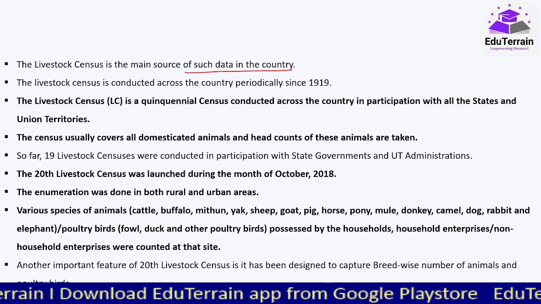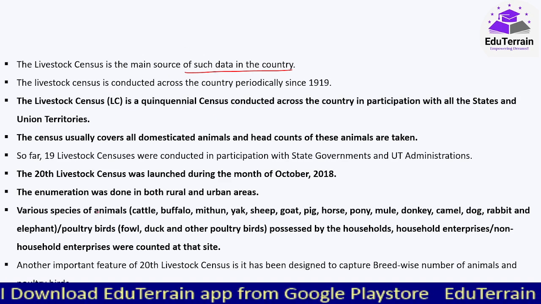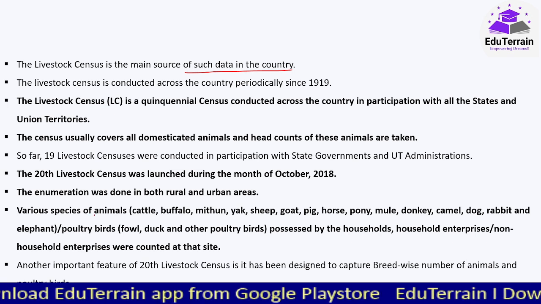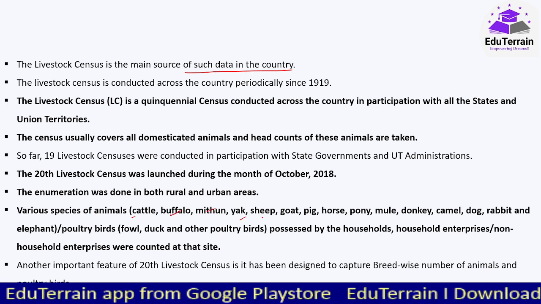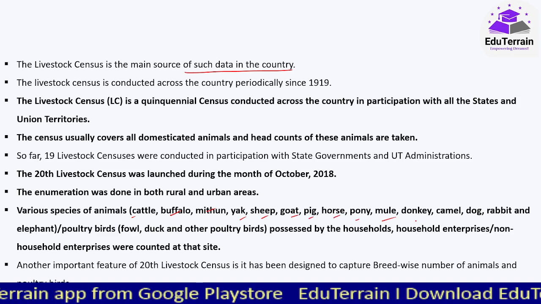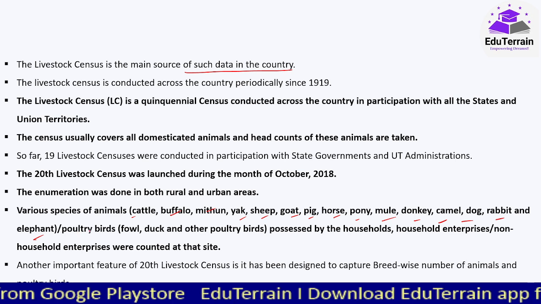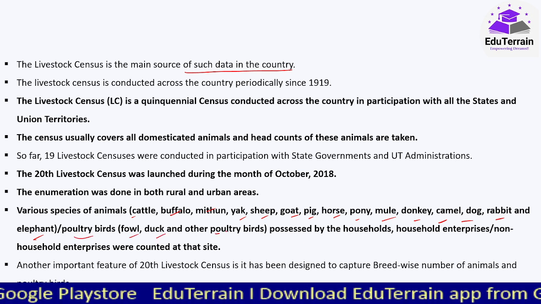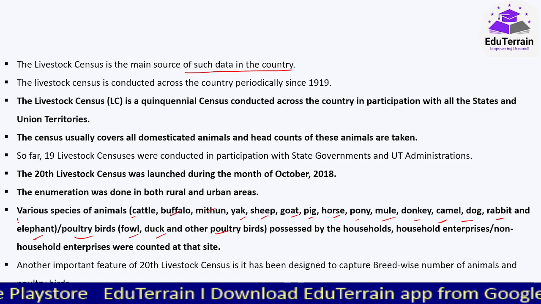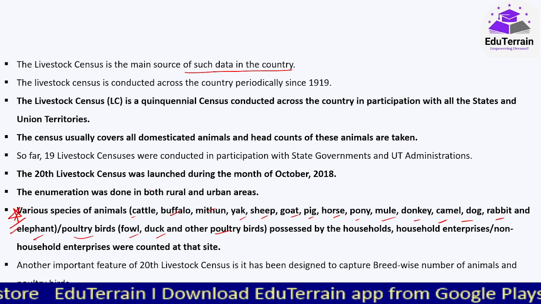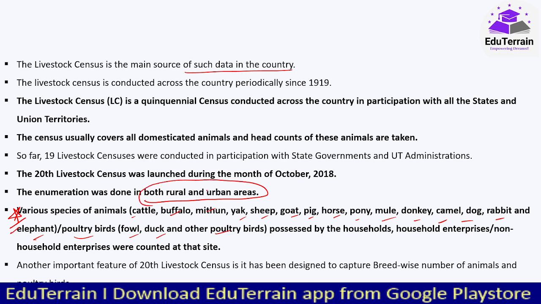Now when we look at the livestock census, it is a main source of the data associated with various animals in the country. What are the various species of animals covered here? Cattle, buffalo, mutton, yak, sheep, goat, pig, horse, pony, mule, donkey, camel, dogs, rabbits and elephants. Along with that, poultry birds like fowls, ducks and other poultry birds. All these will be enumerated in both rural and urban areas.